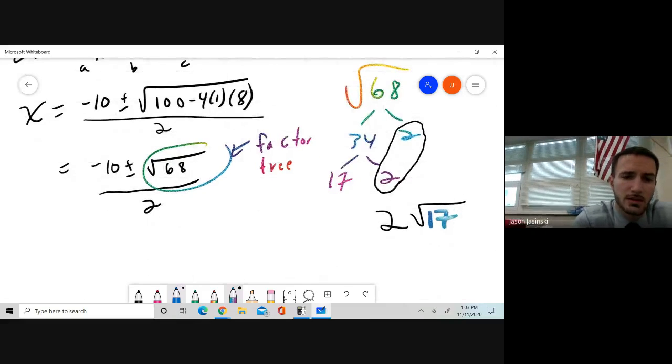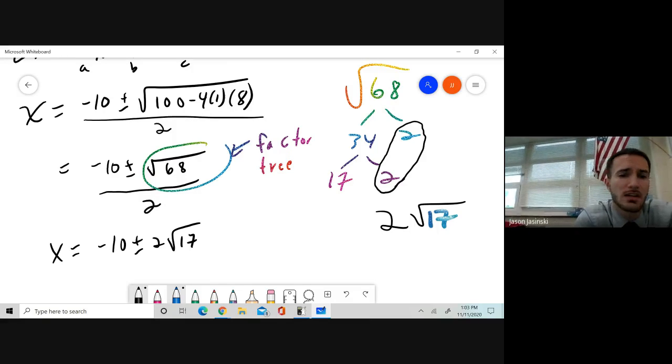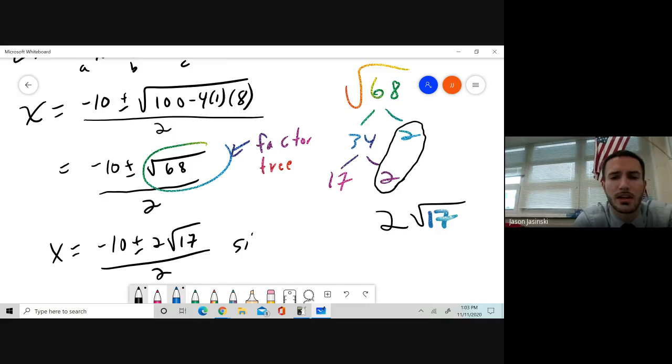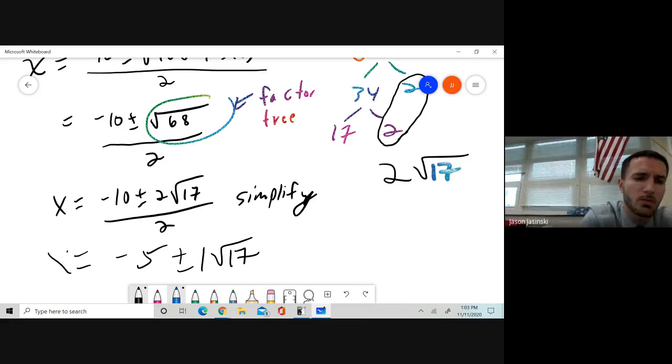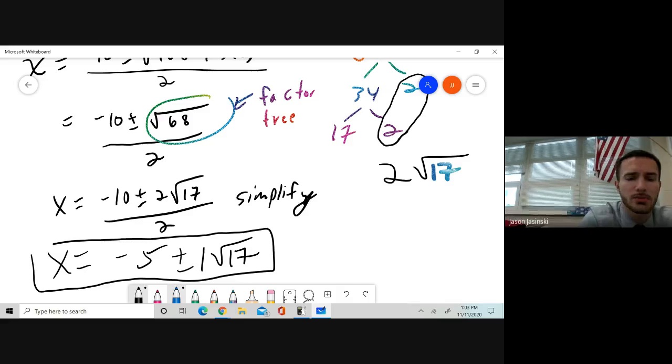So then we have one final step. We replace the square root of 68 with 2 radical 17. Then we simplify. All right. So negative 10 divided by 2 is easy. That's negative 5. And then 2 divided by 2 would be 1. So that's your answer. Again, the 1 is optional, but your answer would be negative 5 plus or minus square root of 17.